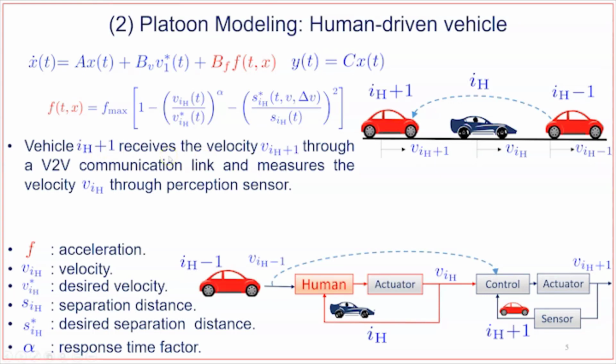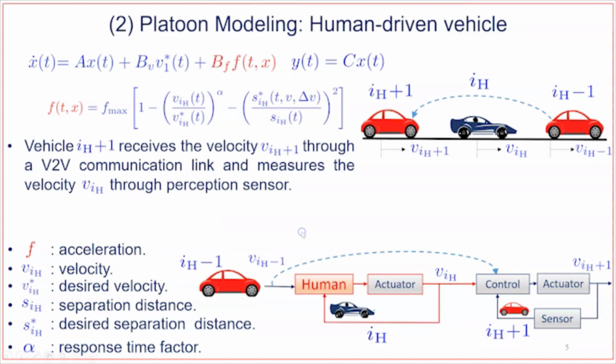According to the literature, the vehicle that follows the human-driven vehicle is supposed to receive the kinematic information about the vehicle that is in front of the human-driven vehicle through a vehicle-to-vehicle communication link. Furthermore, the vehicle that follows the human-driven vehicle is supposed to measure the velocity of the human-driven vehicle through the perception sensors. So thus, this is the block diagram of this portion of the platoon that represents the interaction between the human-driven and the autonomous vehicles.